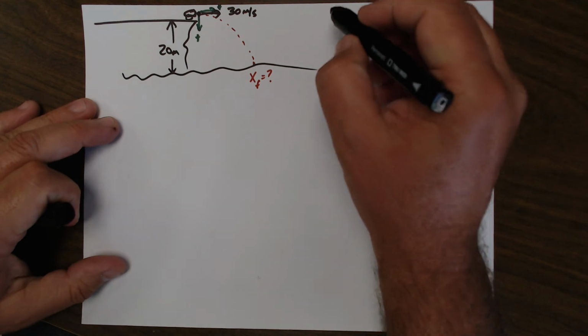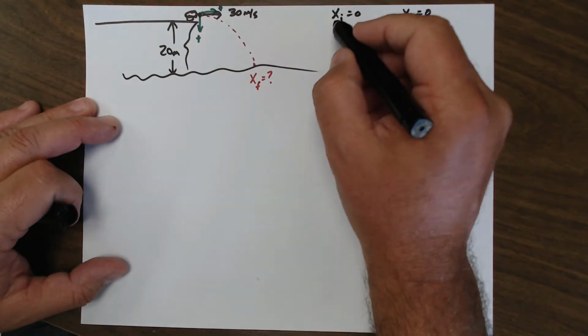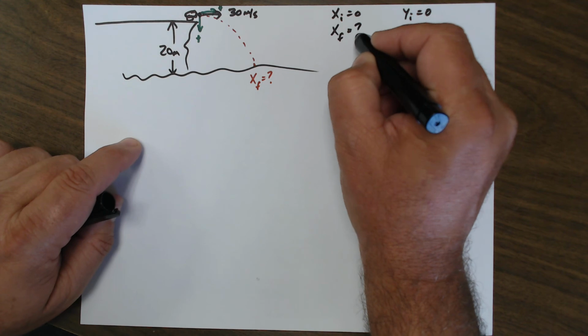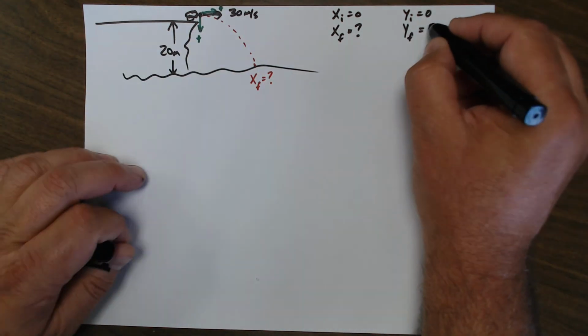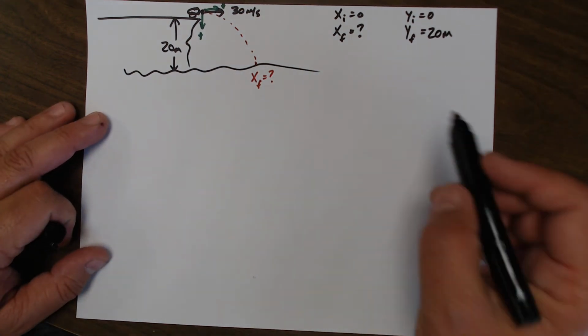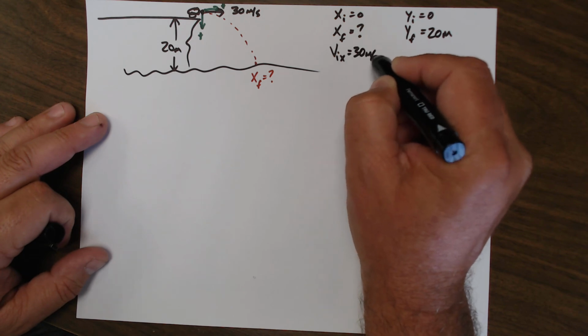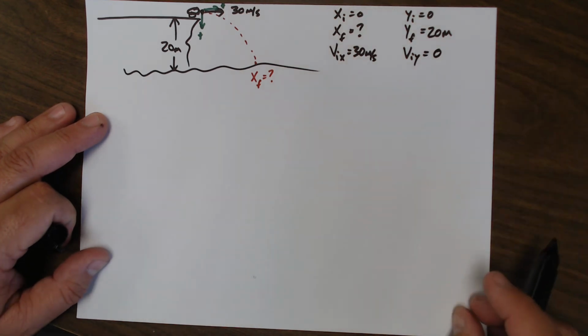So let's do it. Xi is 0. Yi is 0, because I chose that. Xf is where it lands in the water horizontally, and I don't know what that is. Yf is where it lands in the water vertically, and that's 20 meters below the launching point. I do know that one. Vix is 30 meters per second, and Viy is 0 meters per second.